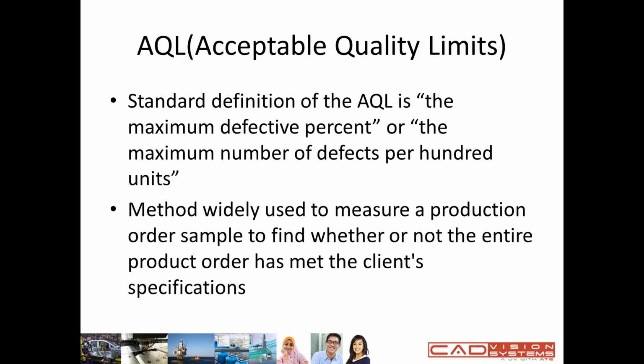It means that sometimes you set up the AQL limit, however the last decision still comes back to the client. Even if it exceeds the major defect percentage, the final decision still goes to the client, whether they want to accept or reject the lot.